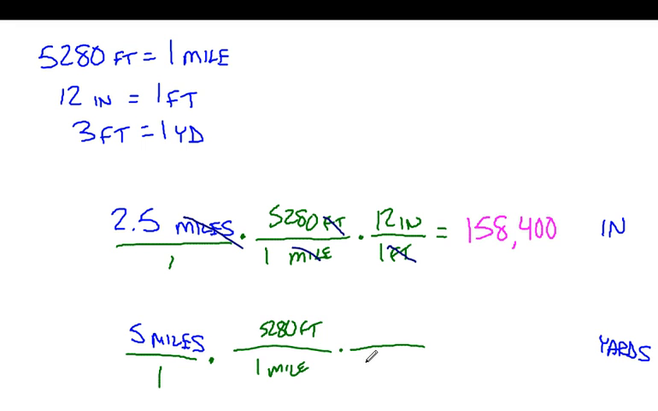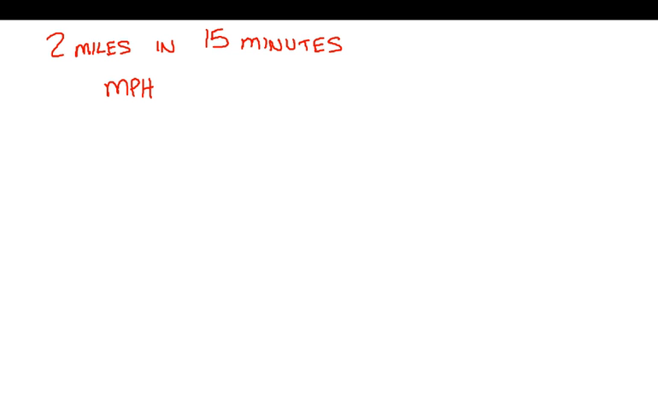And the reason we need to divide by 3 feet is because feet's up top right now. I need to get rid of it with a feet on the bottom. So foot and foot cancel again. Mile and mile cancel again. My answer here, I'll multiply across the top. 5 times 5,280 times 1. Then divide by whatever 1 times 3 is. So divide by 3, my answer is 8,800 yards.